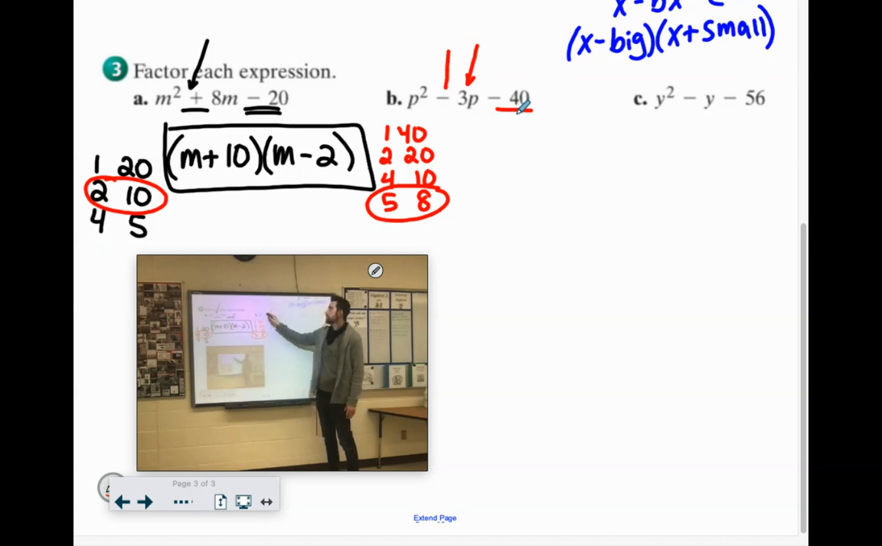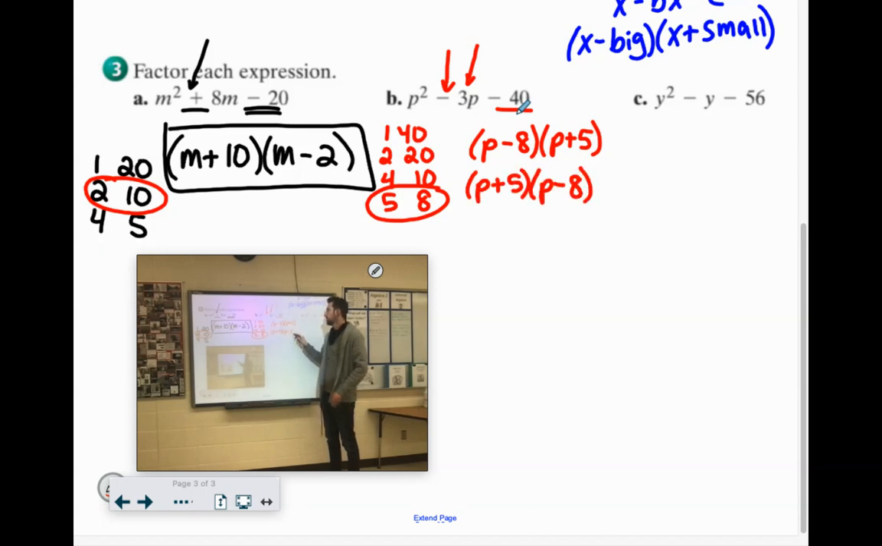Now my first symbol is a minus, so that means our big number, 8, has to be the negative. So it would be p minus 8 times p plus 5. By the way, if you flip the order of the parentheses, that's fine. You just have to make sure the minus is with the 8. So if you wrote p plus 5 times p minus 8, that totally works. Just make sure it's negative 8 and positive 5. Both of those are good.